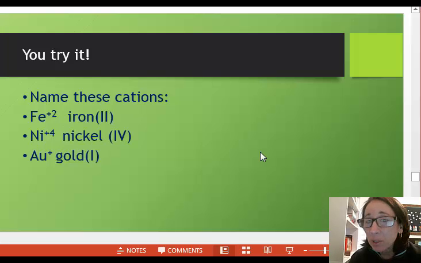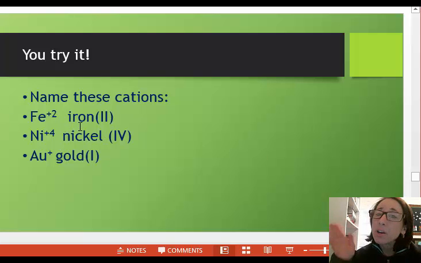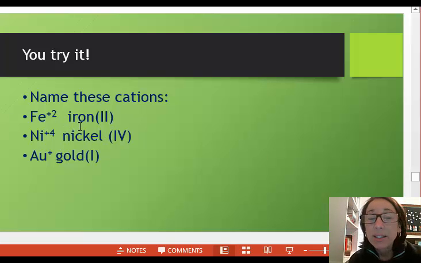The iron cation with a +2 charge is called iron 2, which we write as iron parentheses II. The nickel cation with a +4 charge is called nickel 4, which we write as nickel parentheses IV. The gold cation with a charge of +1 is called gold 1, which we write as gold parentheses I.